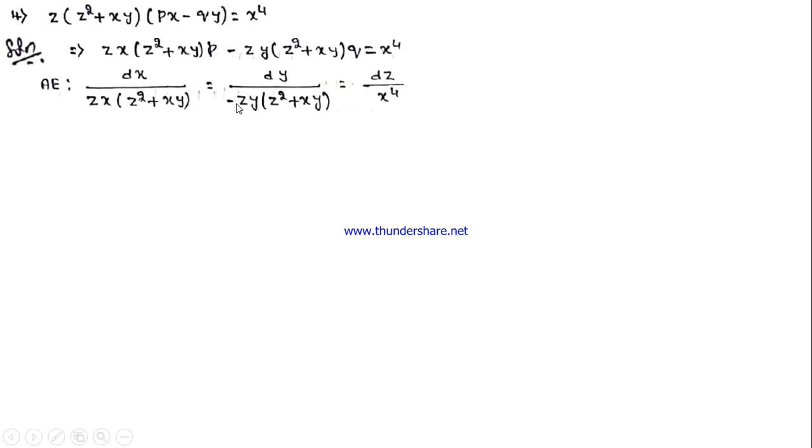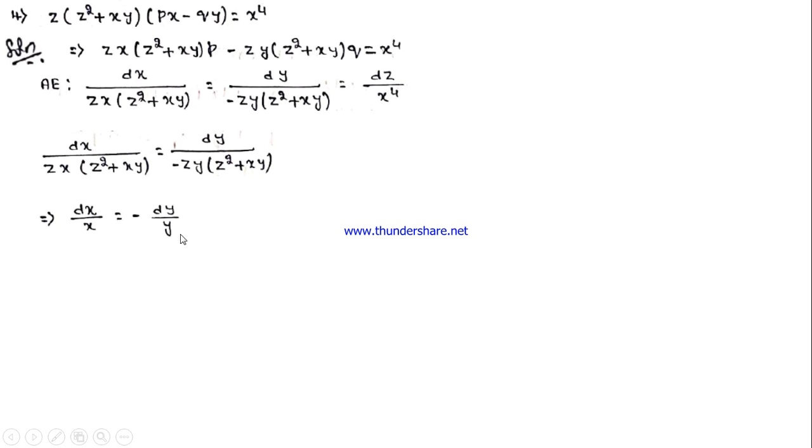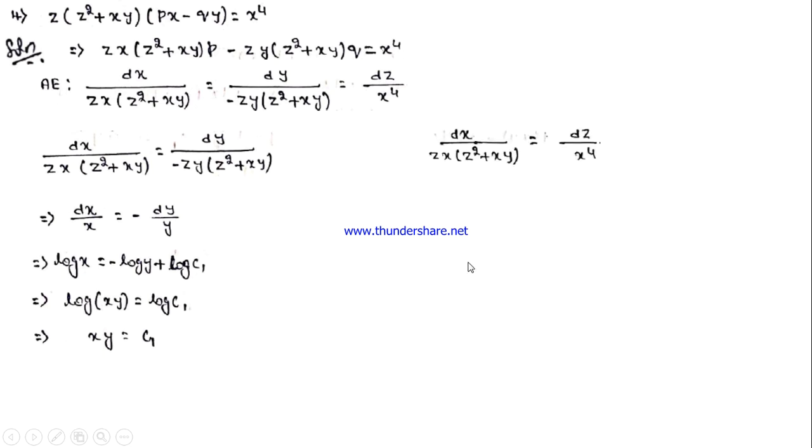Okay, so with that, now if I consider the first two ratios, here z square plus xy cancels, z cancels, we get just dx by x equal to minus dy by y, variable separable form, integrate, simplify, log a plus log b is log of a into b, that gives xy equal to c1. That's fine. And let me consider these two expressions, both are fine. Now I'm considering this first ratio and the third ratio. But you can note that we have got dx and dz, but here y is there. We cannot handle this y. So we need to express it in variable separable form. So what should be done? You can note xy equal to constant here.